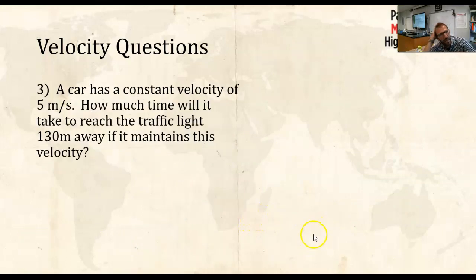Alright, so if you're happy with that, we're going to do the third iteration of that problem, which is: a car has a constant velocity of 5 meters a second. How much time will it take to reach the traffic light 130 meters away if it maintains this velocity? So if it's traveling at a constant velocity, how much time is it going to take?